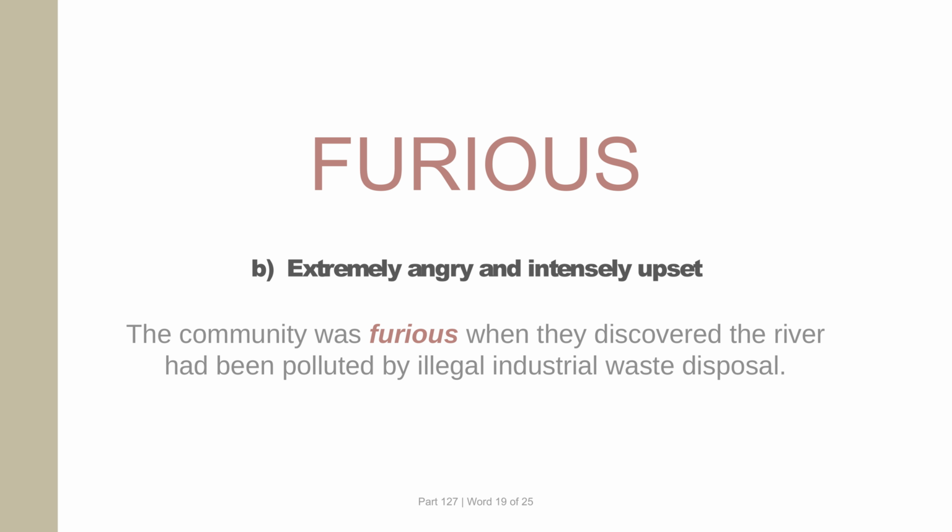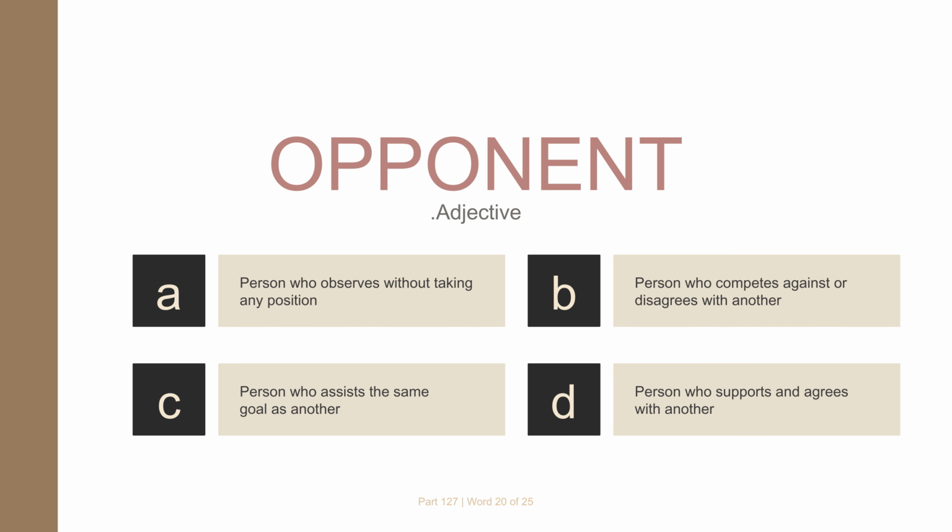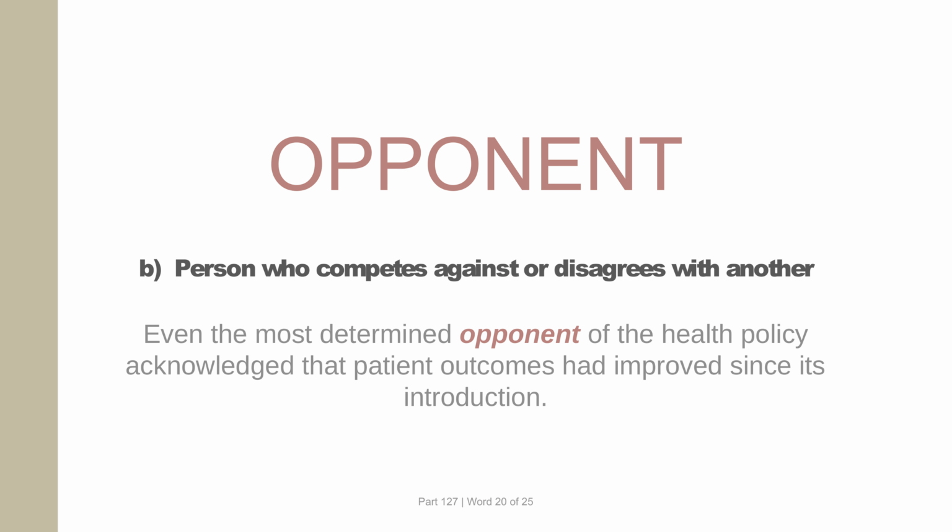Question 20. What is the meaning of opponent? Option A. Person who observes without taking any position. Option B. Person who competes against or disagrees with another. Option C. Person who assists the same goal as another. Option D. Person who supports and agrees with another. Correct answer, option B. The correct meaning of opponent is person who competes against or disagrees with another. Example: even the most determined opponent of the health policy acknowledged that patient outcomes had improved since its introduction.